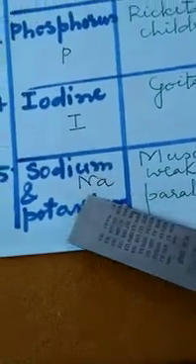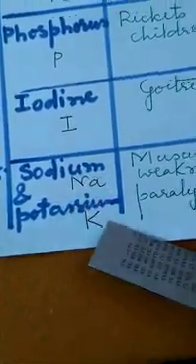The next minerals are sodium and potassium, and their deficiency causes muscular weakness and paralysis. The symptoms of the lack of sodium and potassium in our diet are muscle pain, weakness, vomiting, diarrhea, and difficulty in breathing. So the person who suffers from the lack of sodium and potassium can be supplemented with common salt, cheese, meat, and fish in their diet.